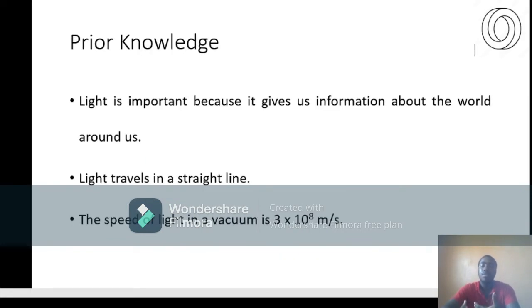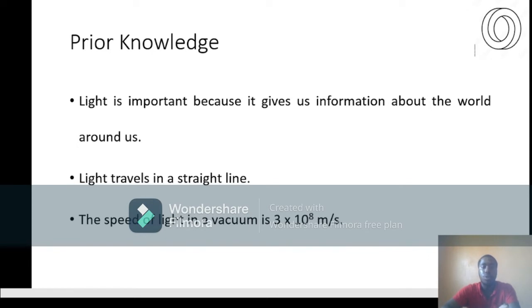Prior knowledge. The first thing that you need to know before looking at geometrical optics is that light is important because it gives us information about the world around us. Come to think of it, you wouldn't be able to know where you are going or where you are coming from if it was just dark. So you really need light in order to have information about what is around you, or what you want to touch and feel. So really, light is very important.